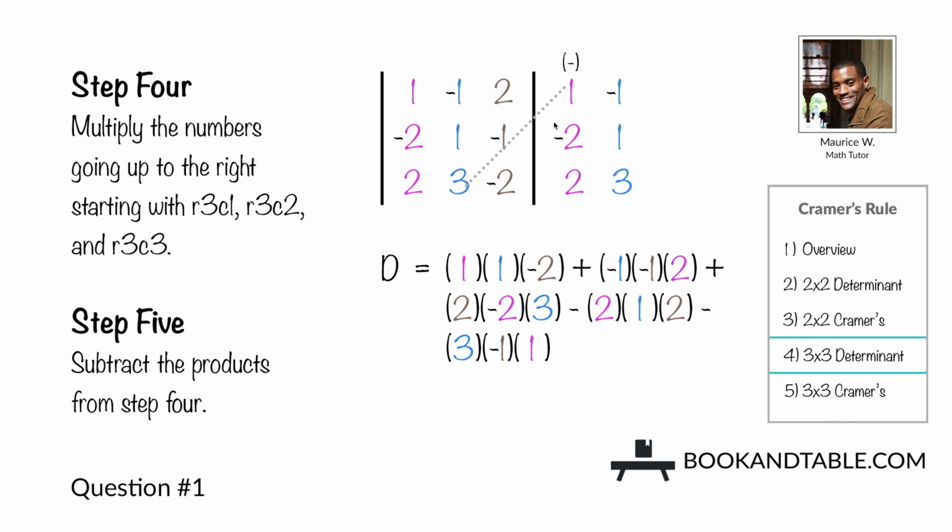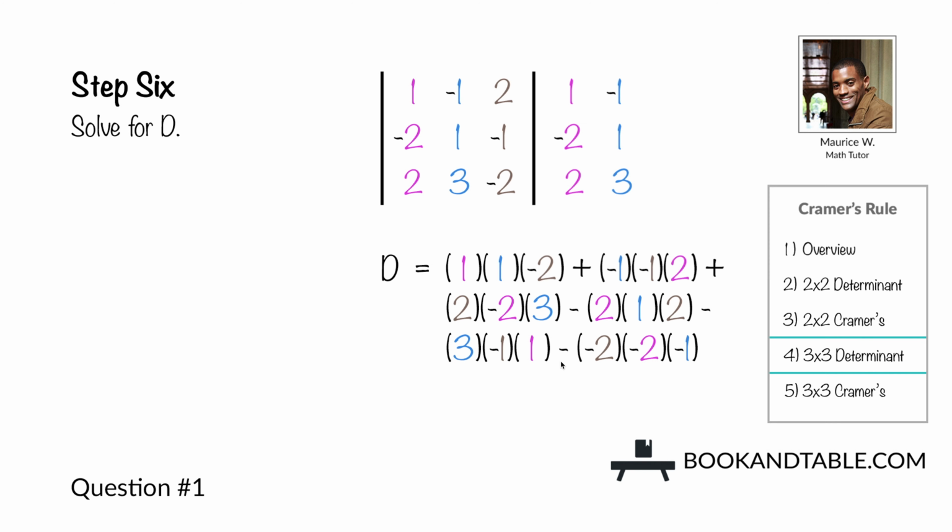And we'll place a minus sign in front of it since we're subtracting it. And now, starting with R3C3, third row, third column, is negative 2 here. And we multiply the numbers going up to the right, which would be negative 2 times negative 2 times negative 1. And we'll place a minus sign in front of that product.